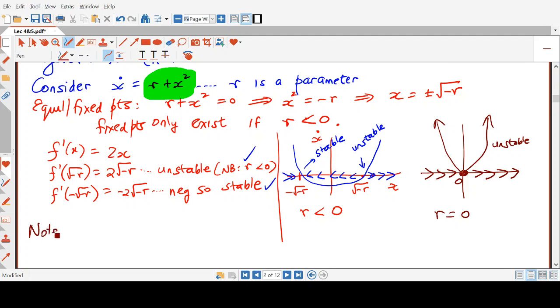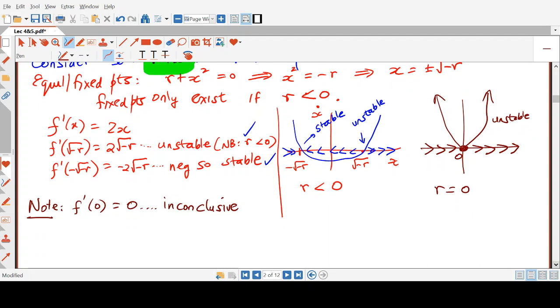Note here, f dash at naught would have been equal to naught. So this would have been inconclusive. If I attempted to discuss the case r equals naught with this derivative test, I would not get a result. But if I reduce it to a study of the phase portrait, I do get the conclusion that it's unstable. Because the arrows, on the left-hand side, are heading towards 0. On the right-hand side, they're heading away from 0. So they're not coinciding. They're not coming together.